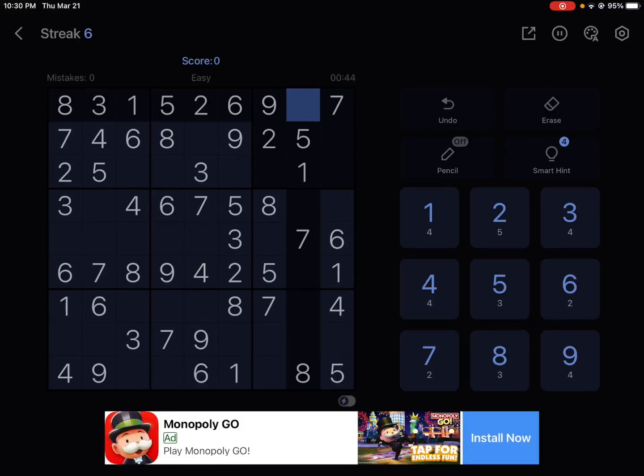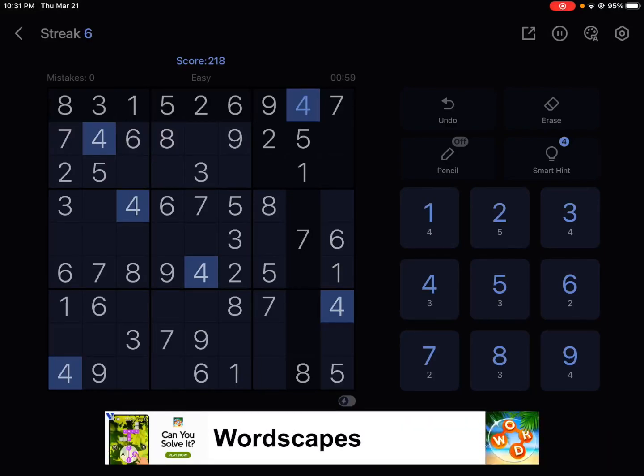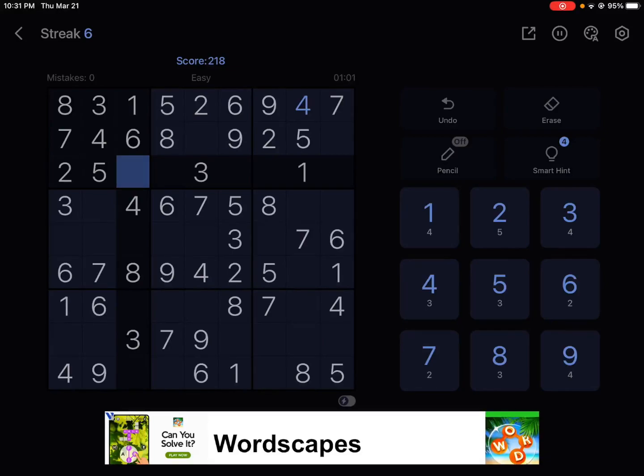So first, I'm just going to look at this first row right here. There's just one number missing, and that's our 4. And we're going to look at the top left square here. Again, it's just one number missing, and that looks like our 9.